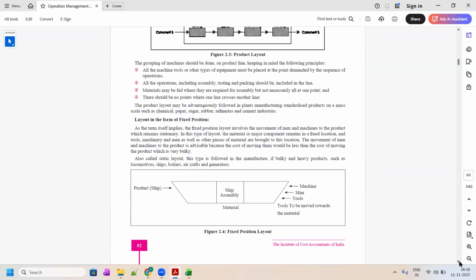So we have spoken about process layout, then we have spoken about product layout. I hope you got the difference between both of them.